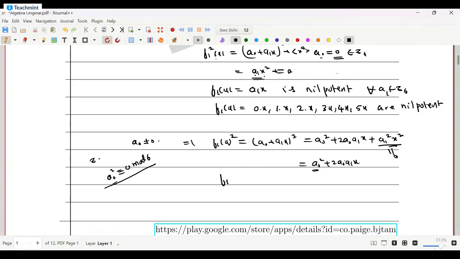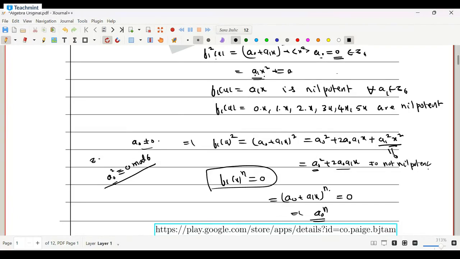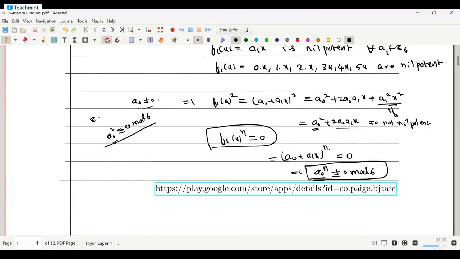In case of f1 of x, so this is not a square term, sir, which is not equal to 0 and also not nilpotent. f1 square, if a naught is not equal to 0 then it is not nilpotent. Suppose f1 of x whole power n equal to 0, is there a chance? That means a naught plus a1 of x whole power n, whole power n is equal to 0. However we do it, here you get a naught whole power n, sir. But a naught whole power n is not congruent to 0 modulo 6. Therefore a naught not equal to 0, then there does not exist any nilpotent elements.